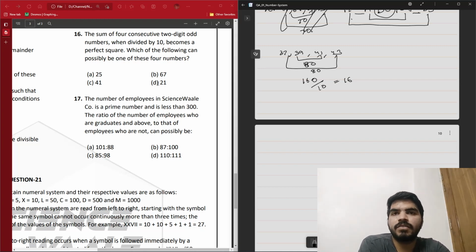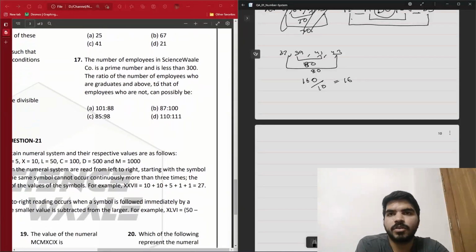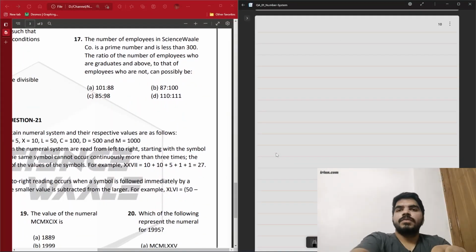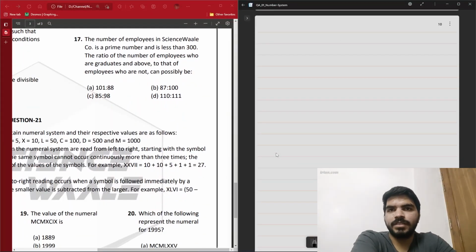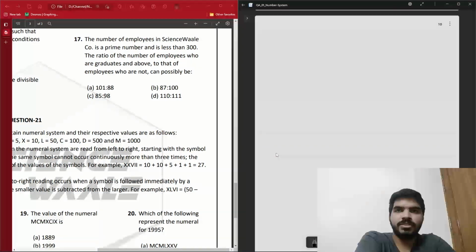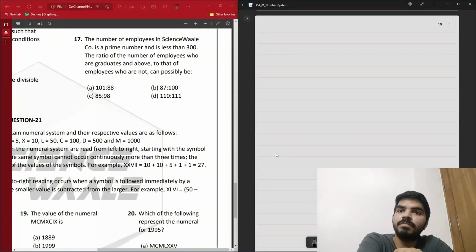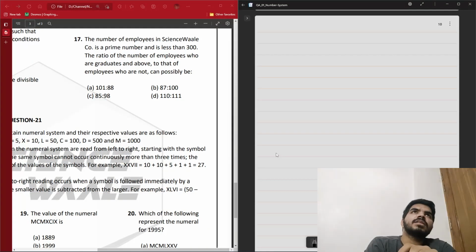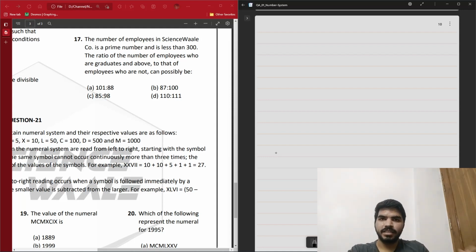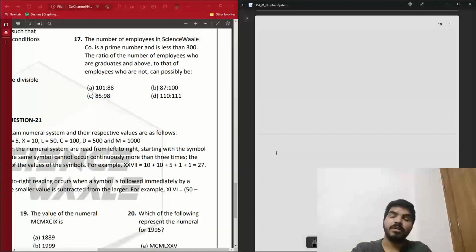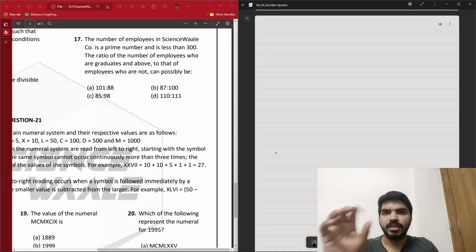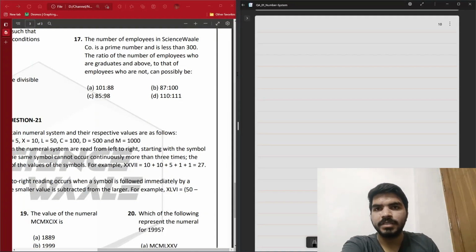For 21, it will be 20, 28. No, not possible. Now 17th question. The number of employees in ScienceWaale is a prime number and less than 300. The ratio of the number of people who are graduates and above, and those who are not, cannot be... For this, the method you apply is that the ratio shouldn't exceed 300, that means these are all in their lowest forms.